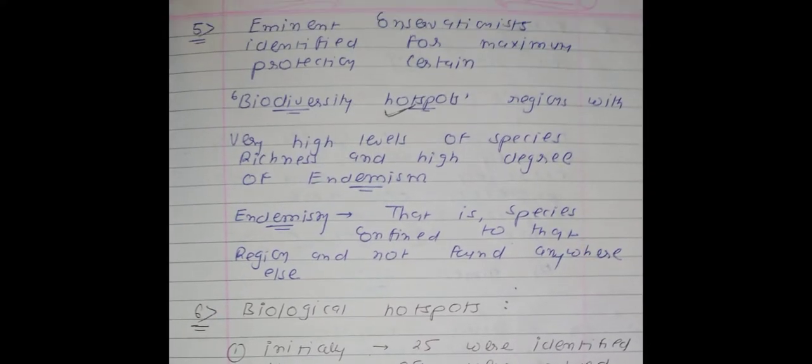Okay, so this page is also very much important. Again, we are going to revise this page. Page number 2, point number 5, we can say that here the new concept is there. Concept is about the biodiversity hotspot. Okay, hotspot having what and what? Hotspot having high level of species richness and high degree of endemism.